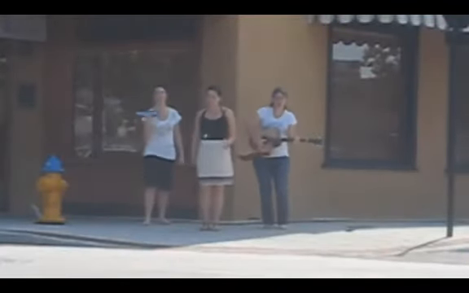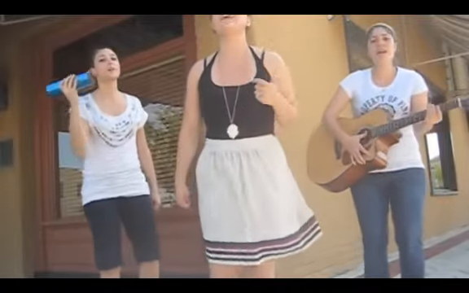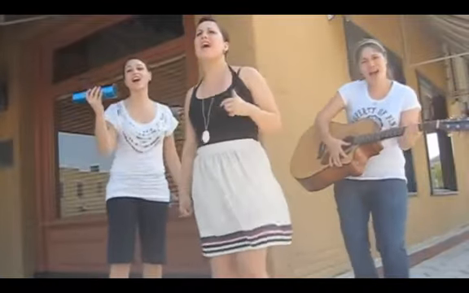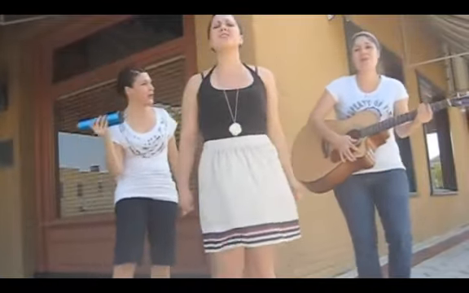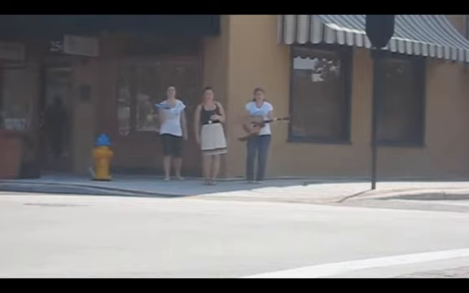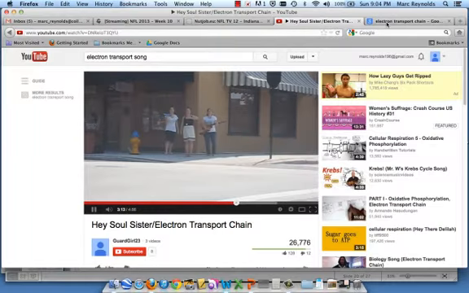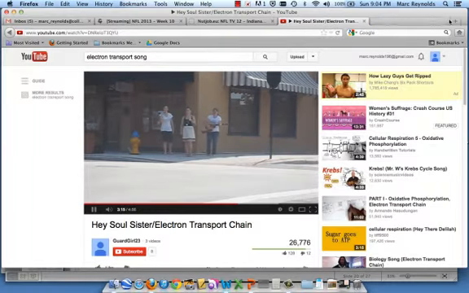Electron transport chain, you make ATP with your proton gradient and coupling with ATP synthase. Electron transport chain, you make ATP. Without you, I would die.